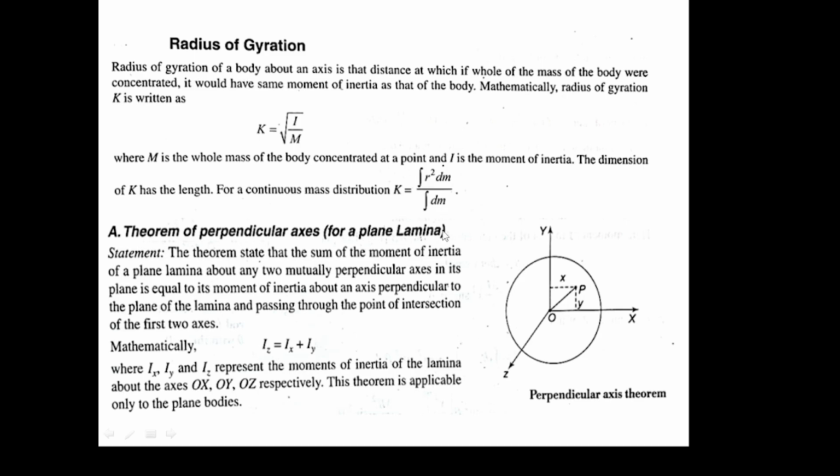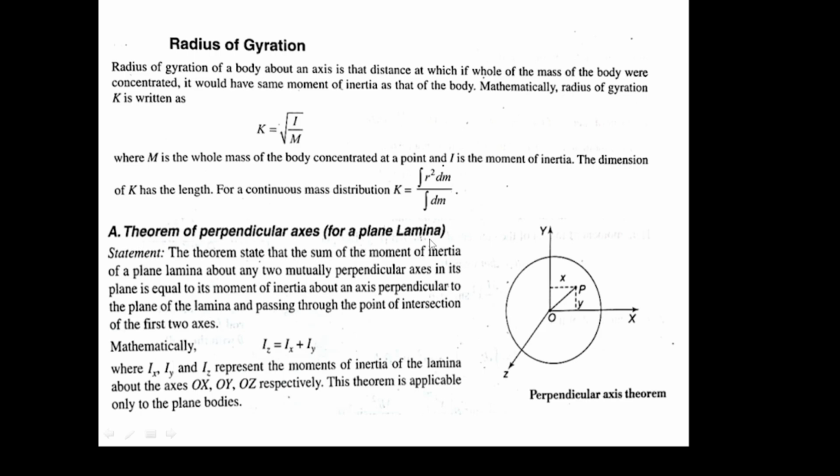Next, we will explain the two important theorems of moment of inertia. By these theorems, we can easily calculate the moment of inertia of a body about an axis when the moment of inertia about some other axis is known. The first theorem is called the perpendicular axis theorem, for a plane lamina.